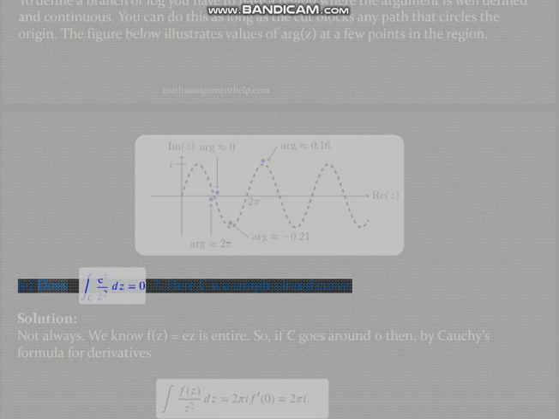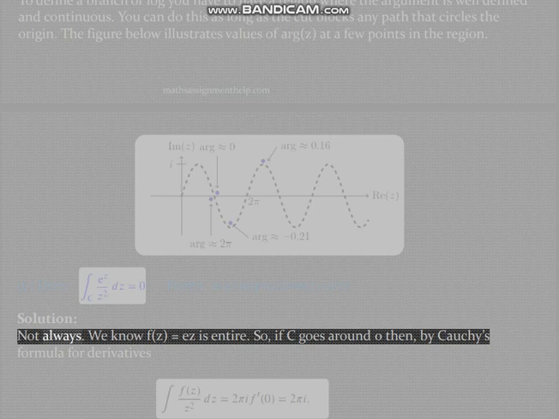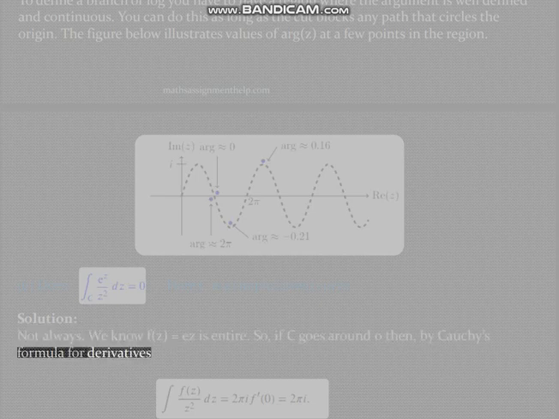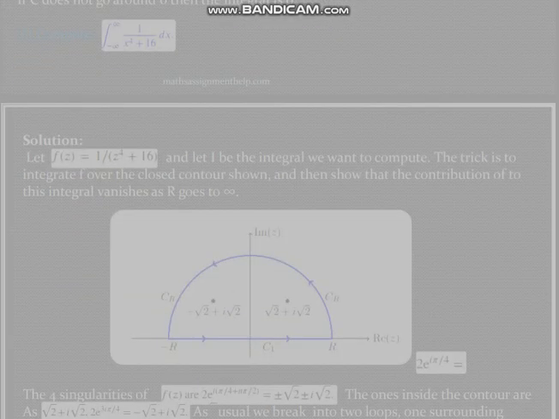E. Does the integral always equal zero? Here C is a simple closed curve. Solution: not always. We know f(z) equals e^z is entire. So, if C goes around 0, then, by Cauchy's formula for derivatives, the integral is nonzero. If C does not go around 0, then the integral is 0.